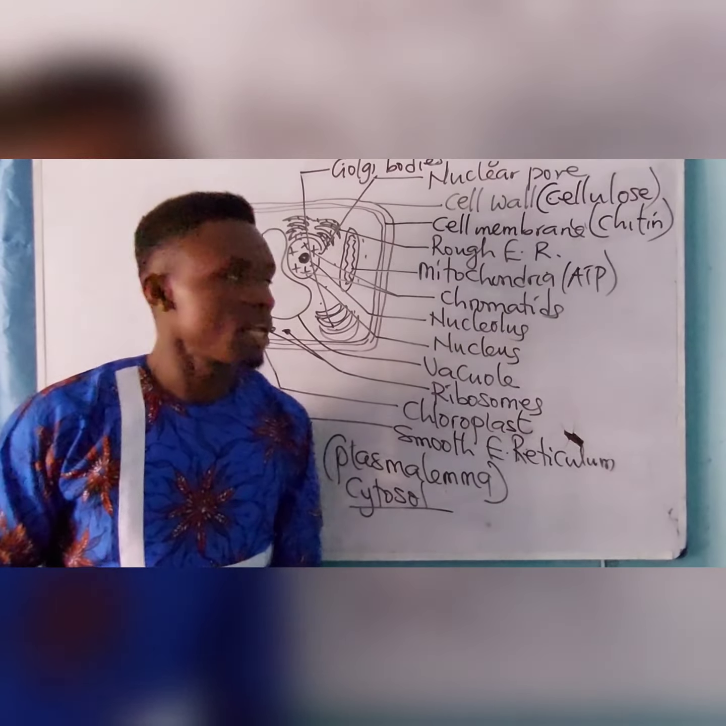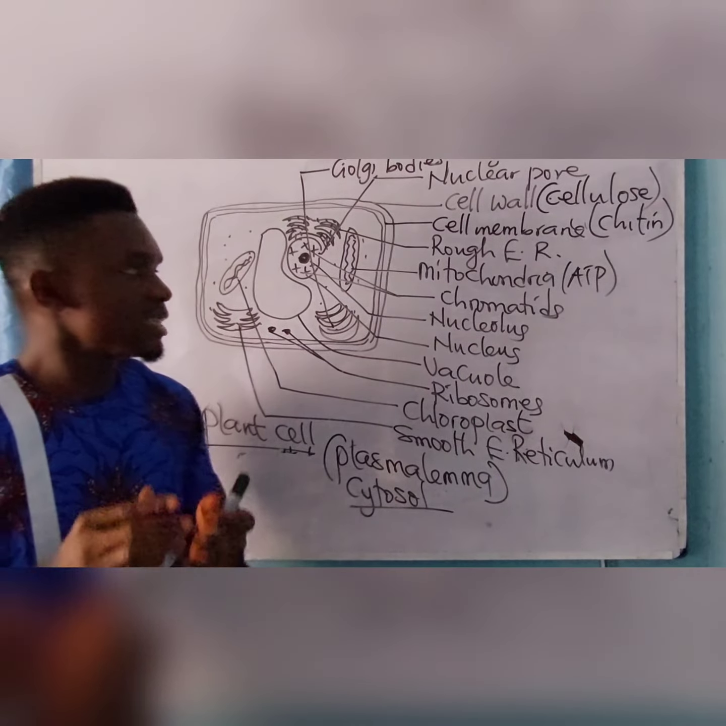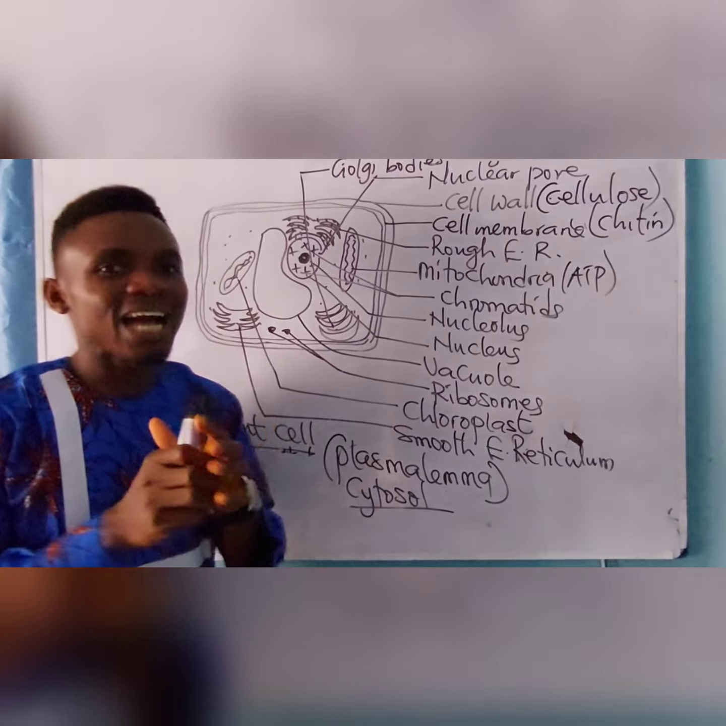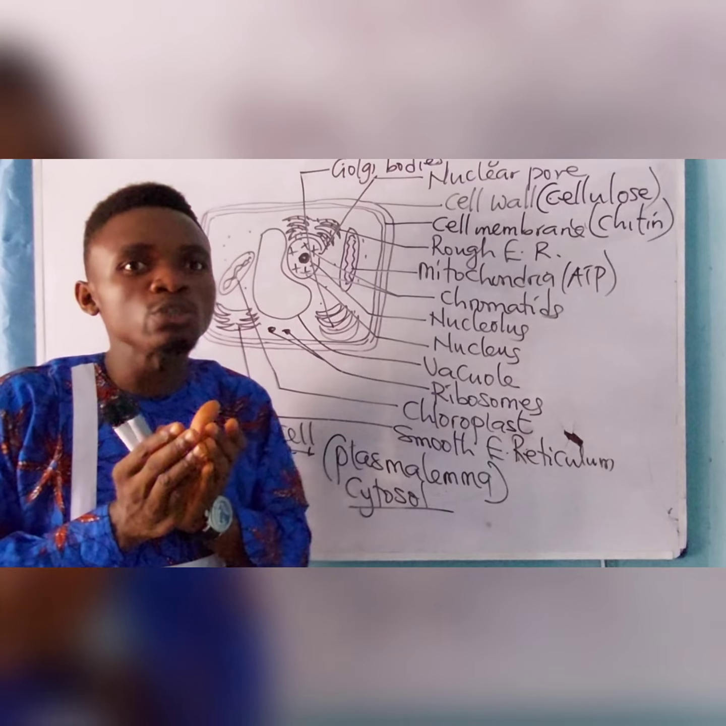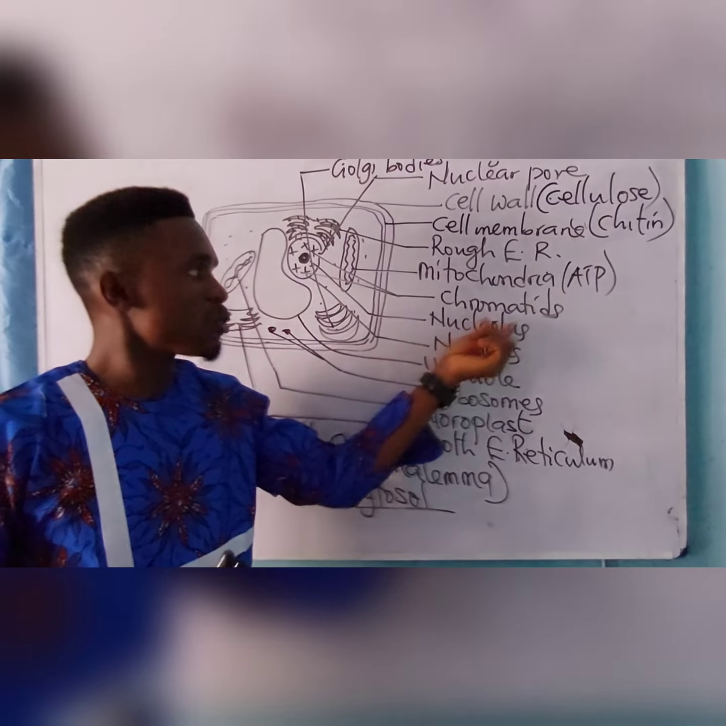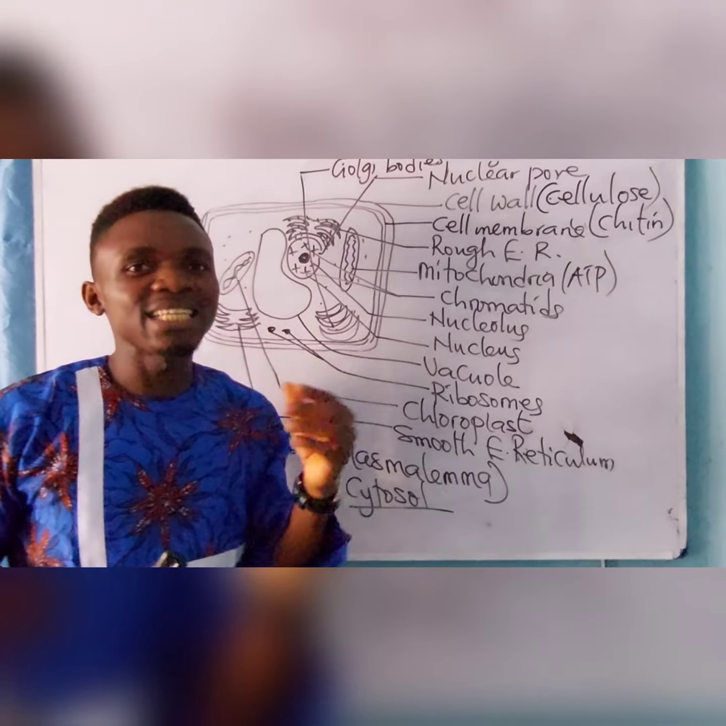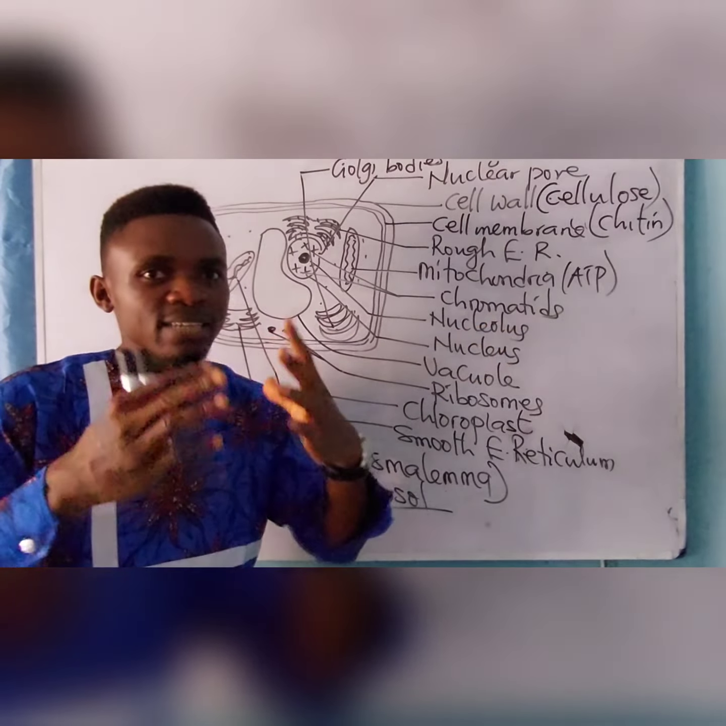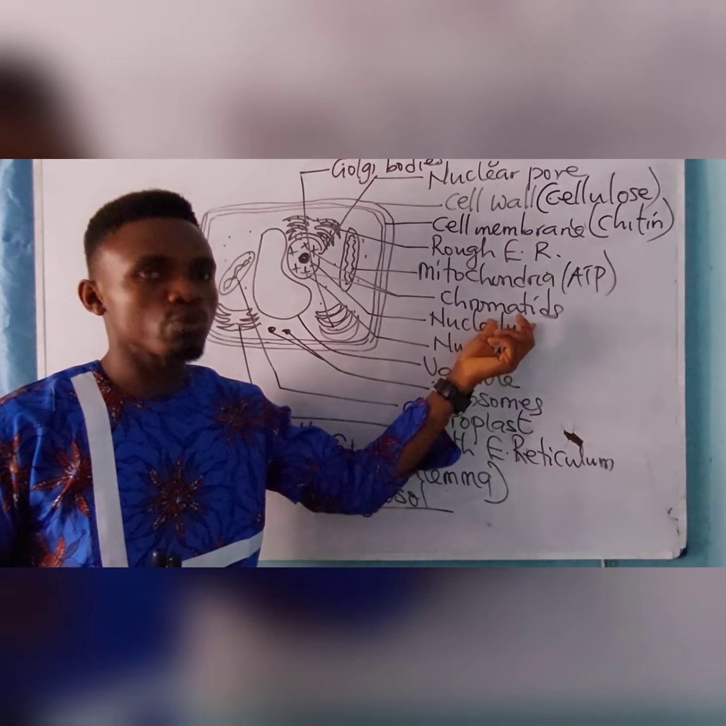And the next one is what? The chromatids. The chromatids are the invisible parts of the cell that have not fully developed into a chromosome. Which means that chromatids are the invisible parts of the cell. Now, when the chromatids condense, they form what? Chromosomes. All right, take note of that.